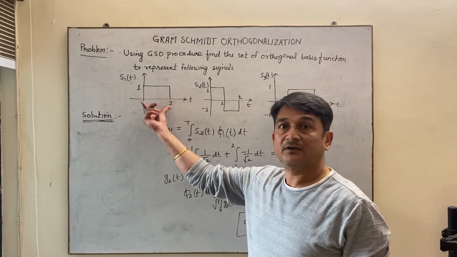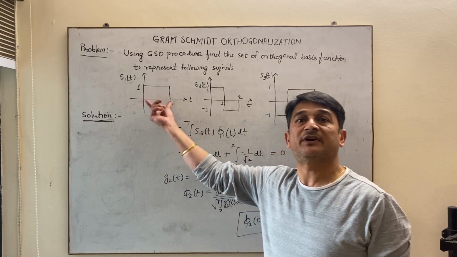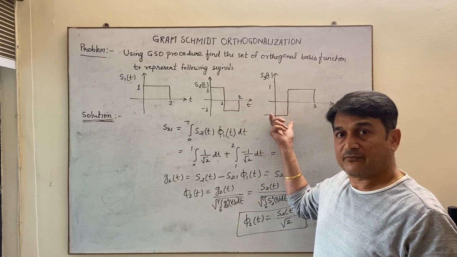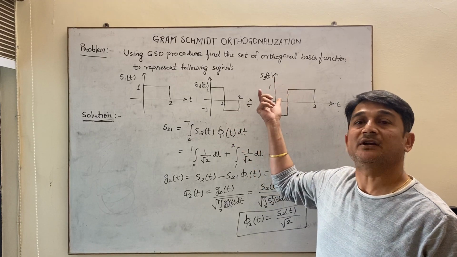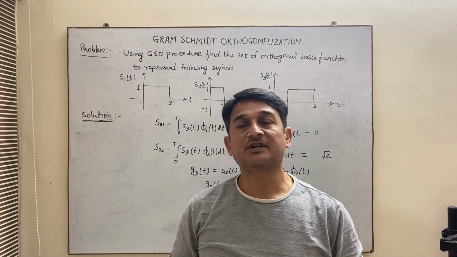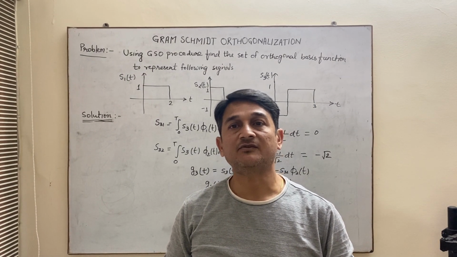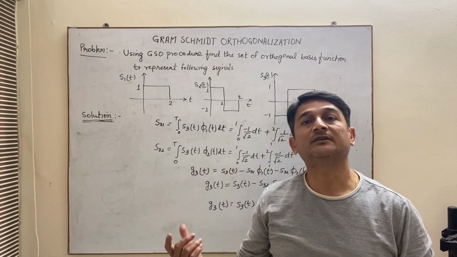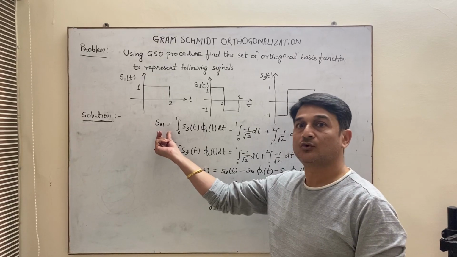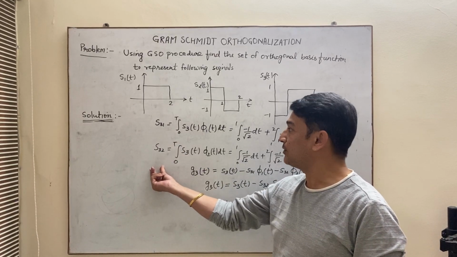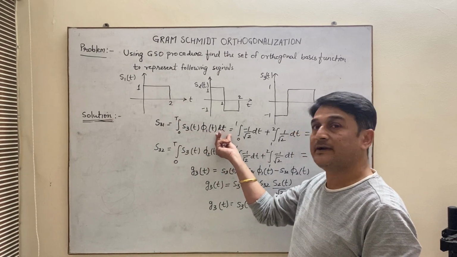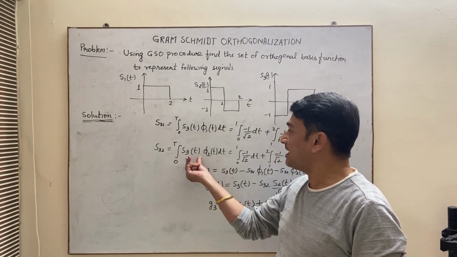Finally, after calculating the basis functions for S1(t) and S2(t), now we will calculate the basis function phi 3, which is representing the function S3(t). After calculating the first basis function phi 1(t) and the second basis function phi 2(t), now we will calculate the third basis function phi 3(t). For that, we will have to take two coefficients S31 and S32. So S31 will be integral 0 to T of S3(t) phi 1(t) dt, and S32 will be integral 0 to T of S3(t) phi 2(t).